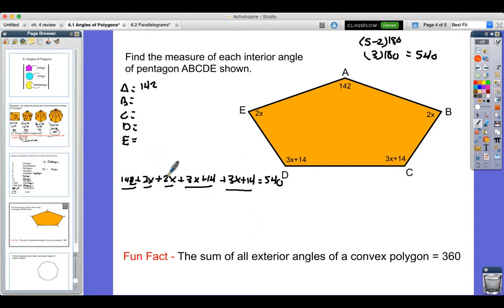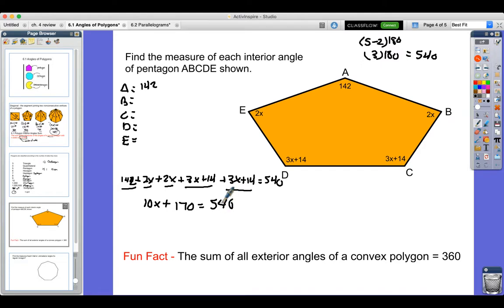So we combine like terms. So 2x and 2x is 4x, 3x and 3x is 6x. So that's 10x. Add our numbers. We got 140, 140 plus the 14 plus the 14. That gives us 170. That all equals 540.